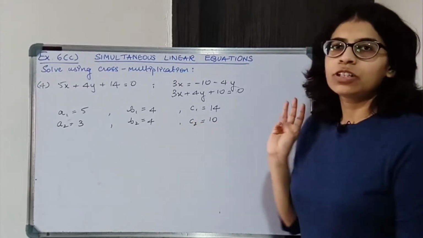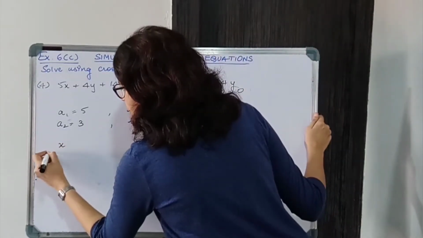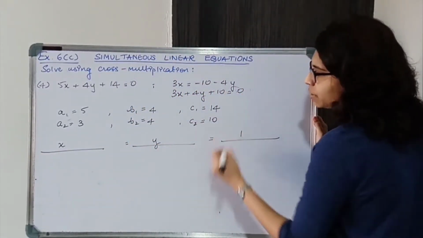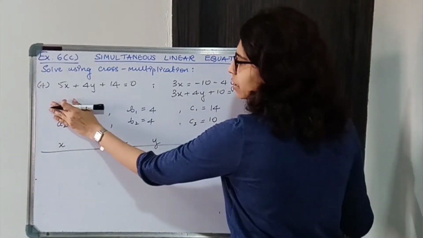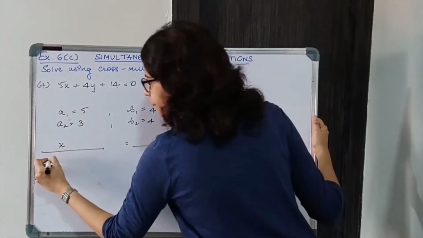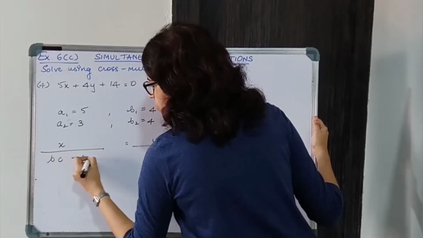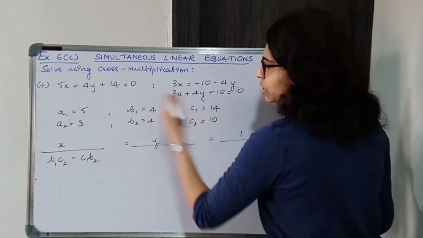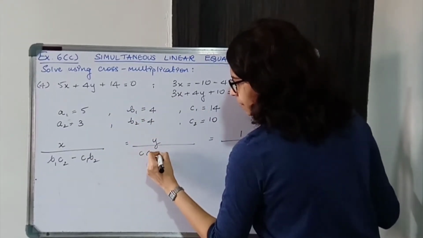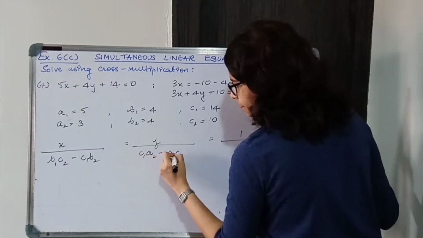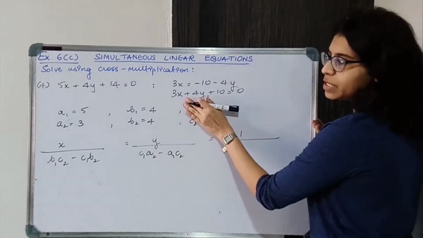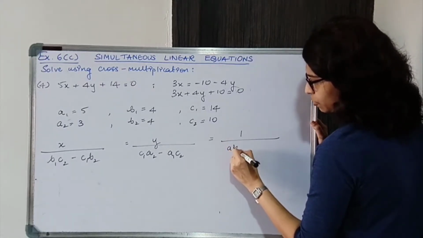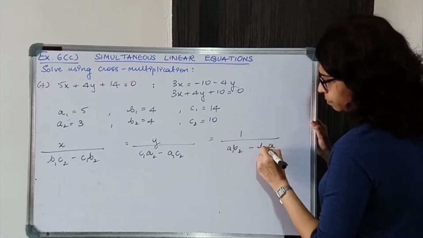Okay, now third step, formula. So x upon something is equal to y upon something is equal to 1 upon something. In x, a comes, so forget a, b and c and then switch. In y, b comes, so c and a and then switch. And in the constant term, c comes, so a b, 1 2 and then switch.